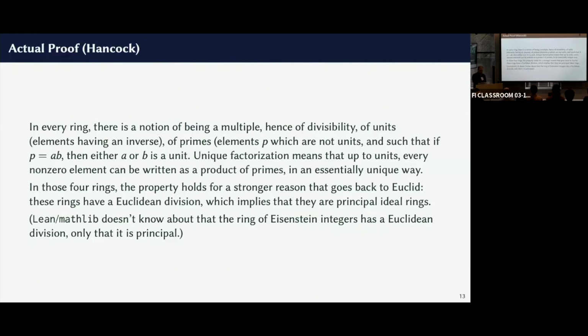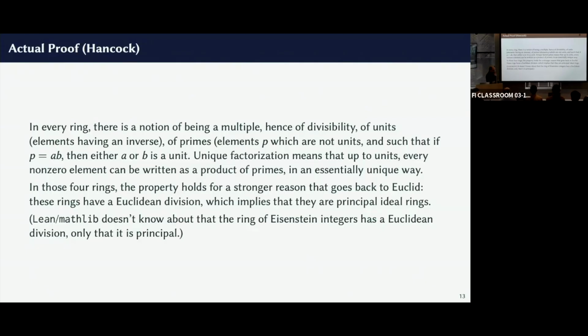And there is a notion of primes. Primes is defined by you're not a unit, and if, well, no, sorry. I'm sorry, I'm ashamed. It's not the definition of primes, it's the definition of irreducible, and there is another definition of primes. Okay. And unique factorization means that up to units, every non-zero element can be written as a product of primes in an essentially unique way.